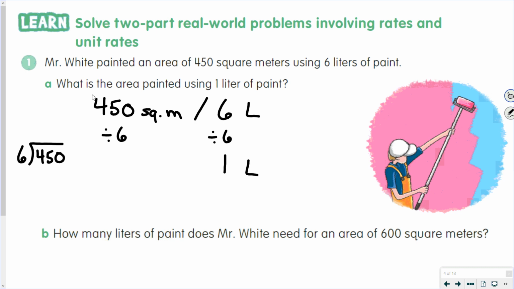6 goes into 45 7 times. 45 minus 42 is 3. 6 goes into 30 5 times. So you get an answer of 75 square meters.